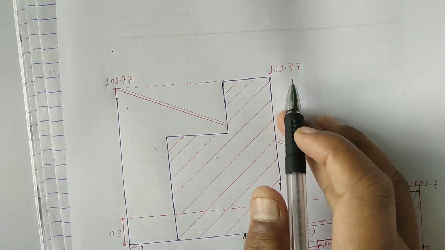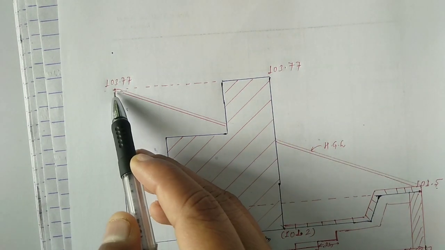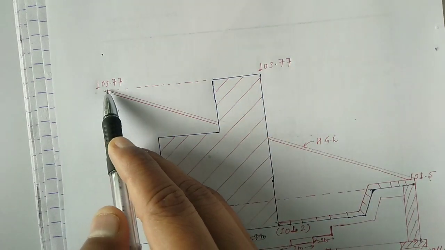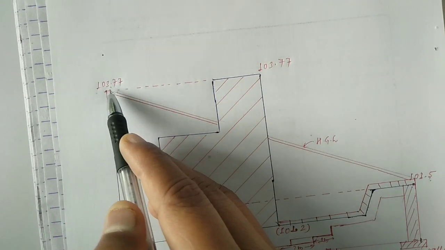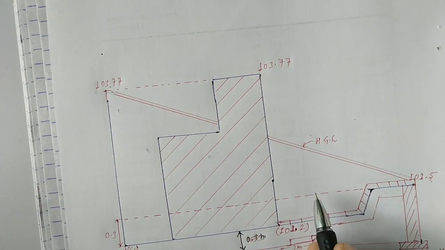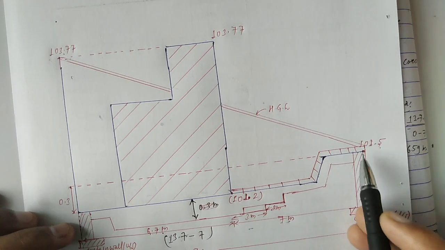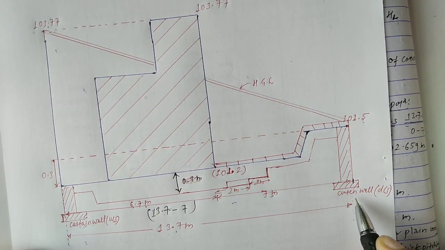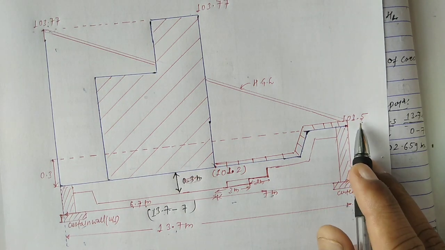3.77. Okay, that's why this value is also taken equal to the top of the crest. So this value also becomes 103.7. Okay, and now we have to see in this triangle. When we see this triangle, we already know the RL at this point, called cotton wall in downstream, 101.5.